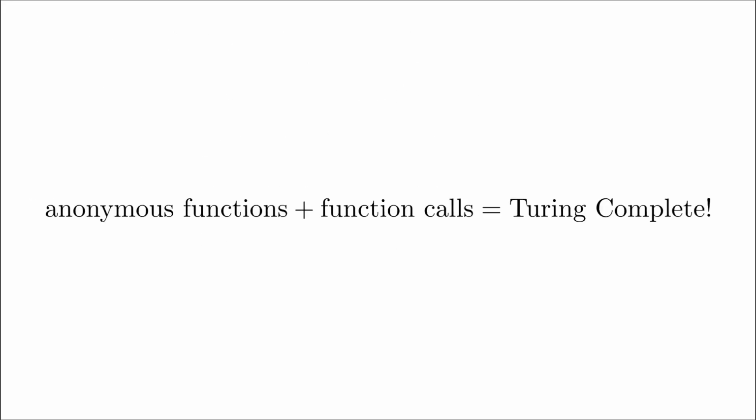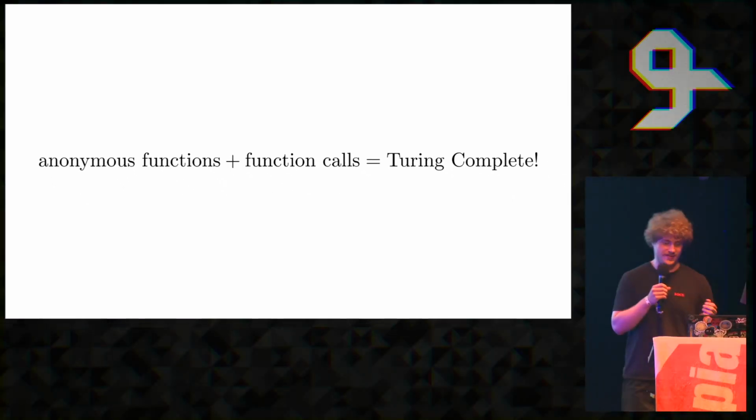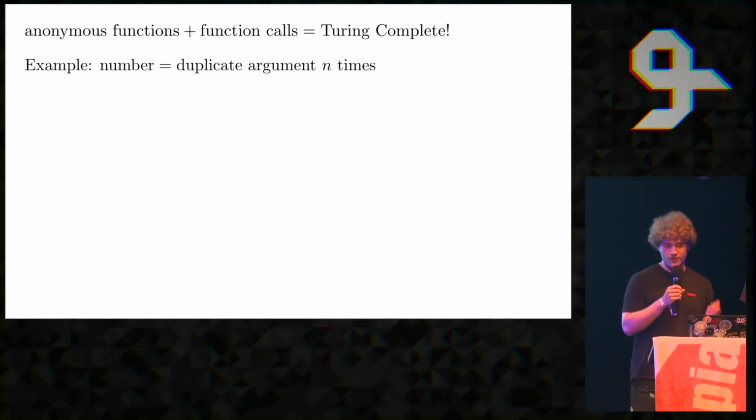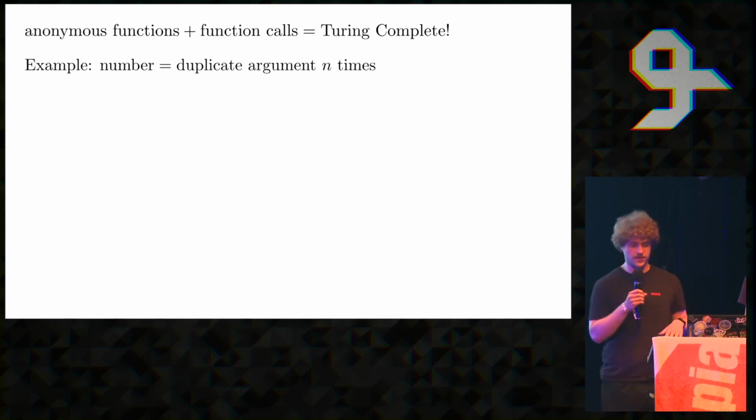So what we have been hiding from you all the time is that anonymous functions plus function calls are actually already Turing complete. If you don't know what Turing complete means, a very informal definition is that every program you can write in your favorite programming language can be expressed in it. But now you might want to ask, well, what about numbers? We don't have numbers with anonymous functions and function calls.